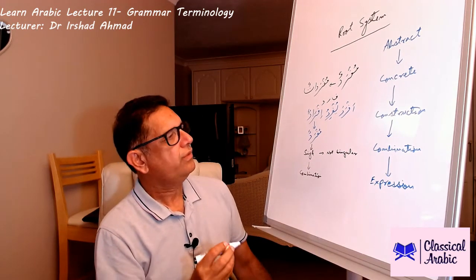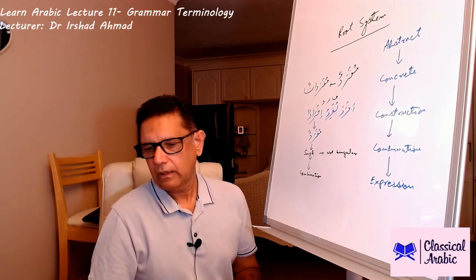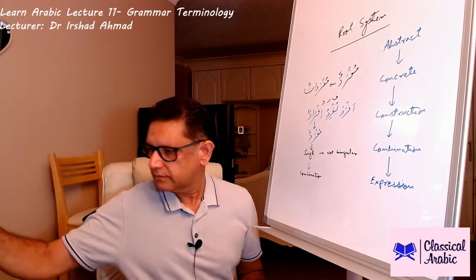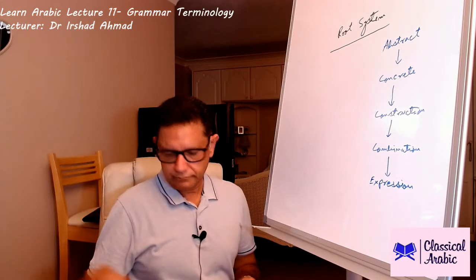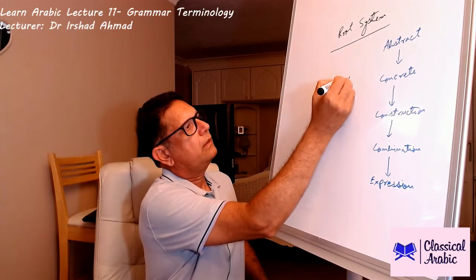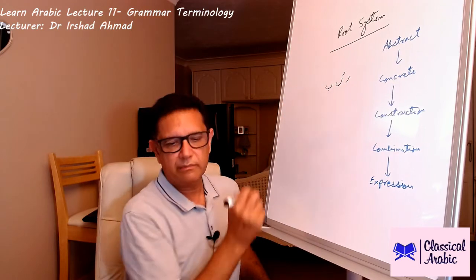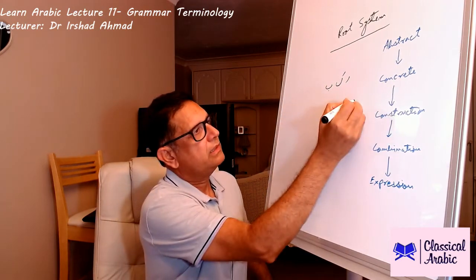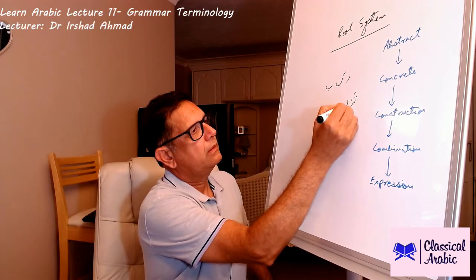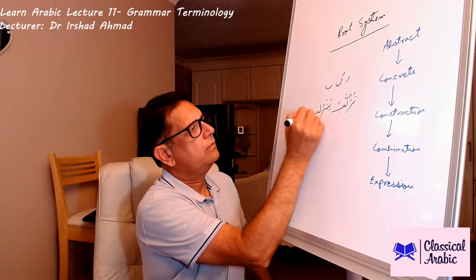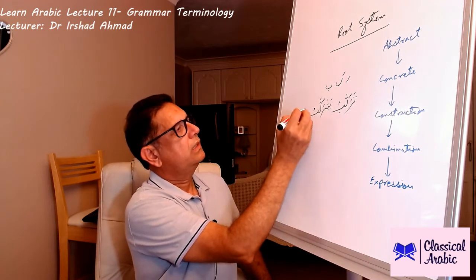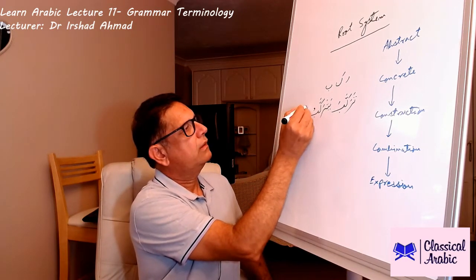So mufradun, mufradatun. And we have another root, ra, kaf, ba. Ra, kaf and ba. From this we get tarakkaba, yatarakkabu, tarakkaba, tarakkabu, Madi, Mudare, tarakkabun, Masdar.